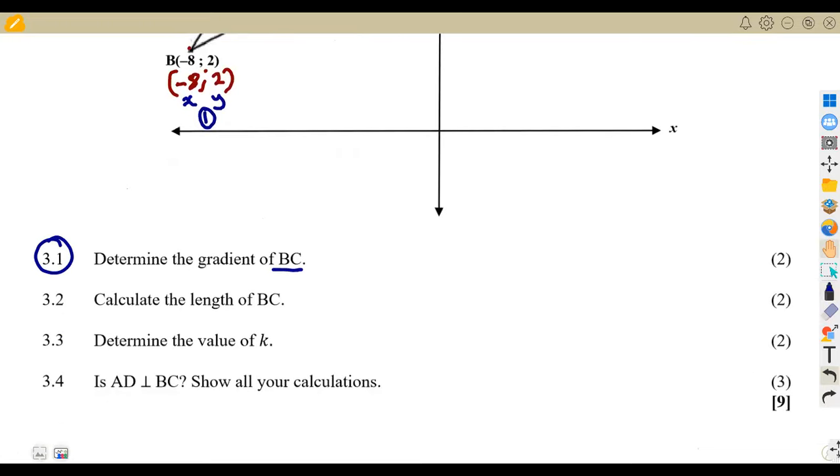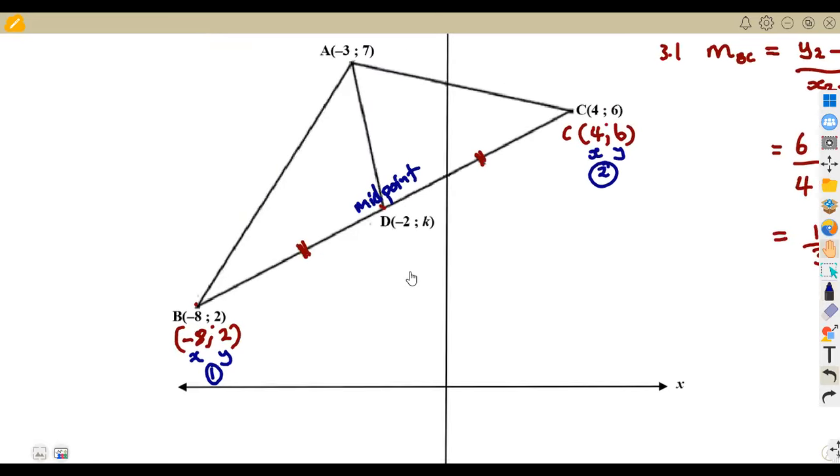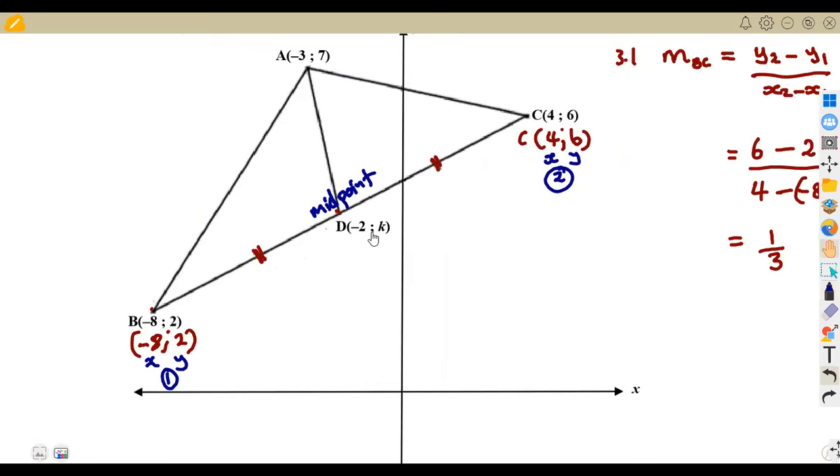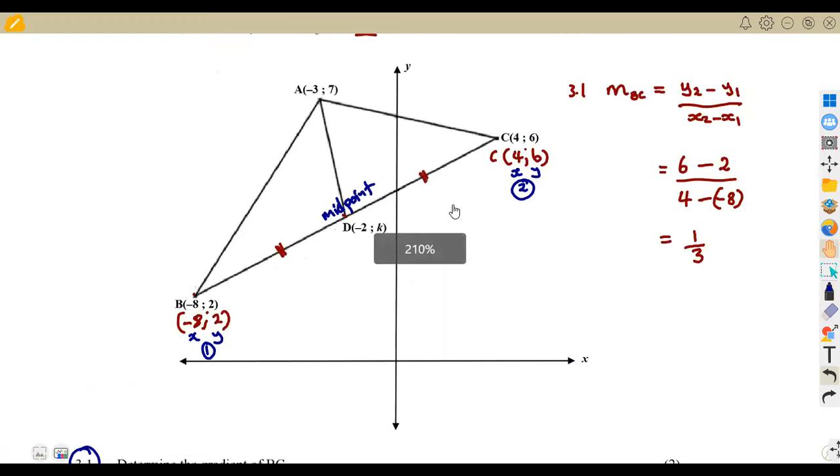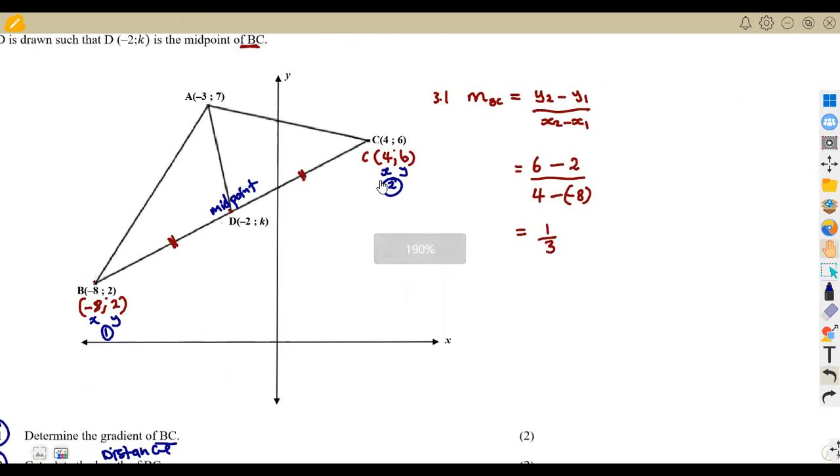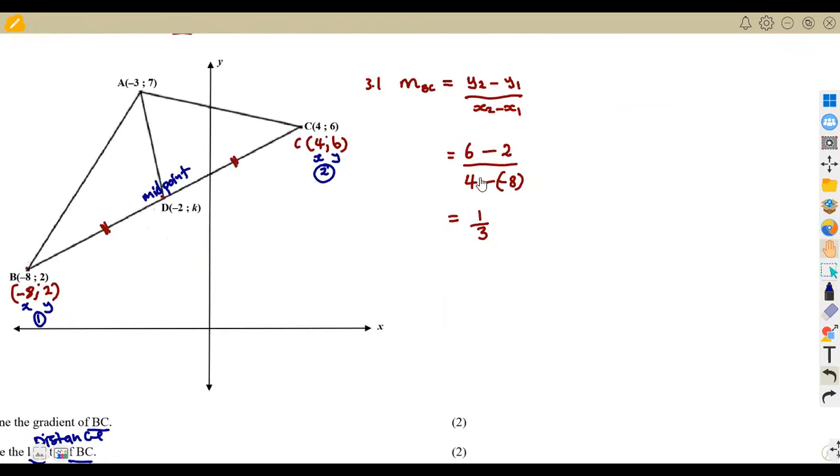Then 3.2 was to calculate the length of BC. The moment you talk about length, you think about the distance. So you're simply talking about the distance formula. We want to calculate the length of BC, which is the line whose gradient we've been calculating. Remember that the length is simply taken from the distance, okay?